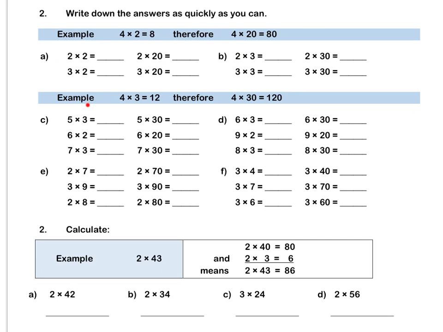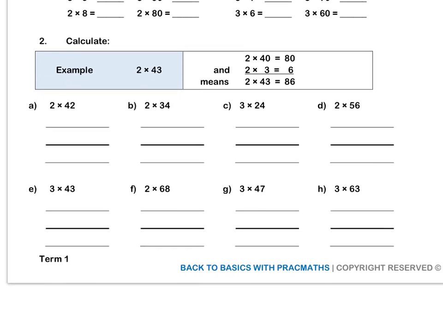The next example. 4 times 3 is 12. Therefore, 4 times 30 is 120. 5 times 3 is 15. Therefore, 5 times 30 is 150. Pause this video to complete the rest of question 2 by yourself. Let's continue.